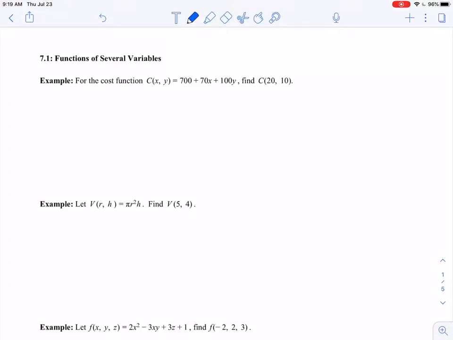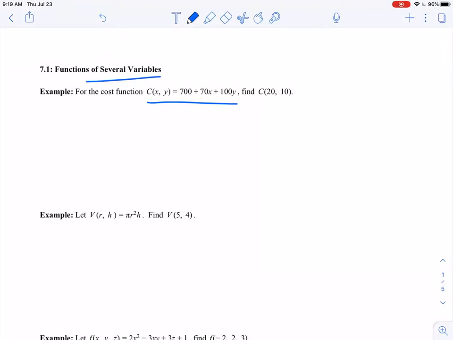All right, so this is our last few sections here. We've got 7.1 and 7.2. And in these sections, we're going to talk about functions of several variables. So in this first example here, I have C of x comma y equals 700 plus 70x plus 100y.